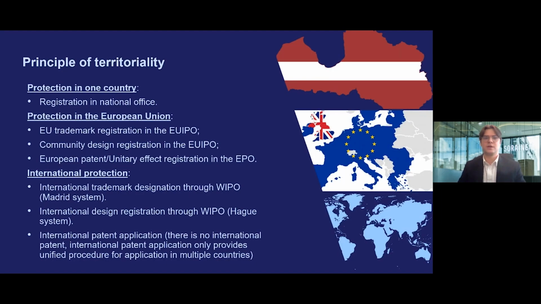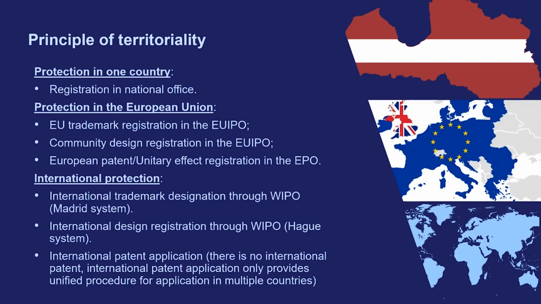So one of the most essential principles of protection of industrial intellectual property is the principle of territoriality. In other words, it means that a specific IP object can be protected in a specific territory. And as you can see in this slide, I have indicated these three types of territorial levels where IP rights can be protected.